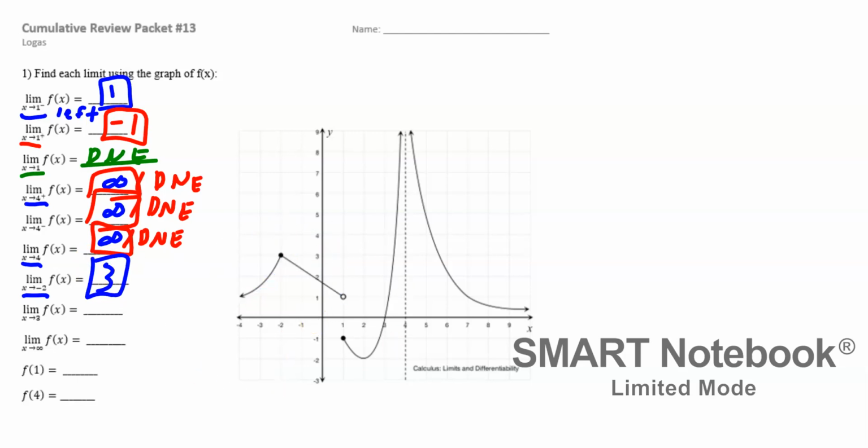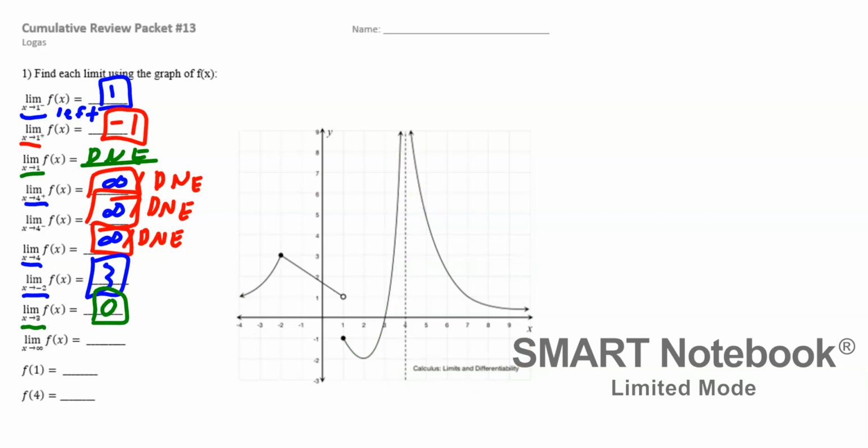If we look at the limit as x is approaching +3, so we are looking right here. As we come from the left, the y value that we're approaching right here is 0. If we're coming from the right, we are also approaching 0. So the limit exists at 0.